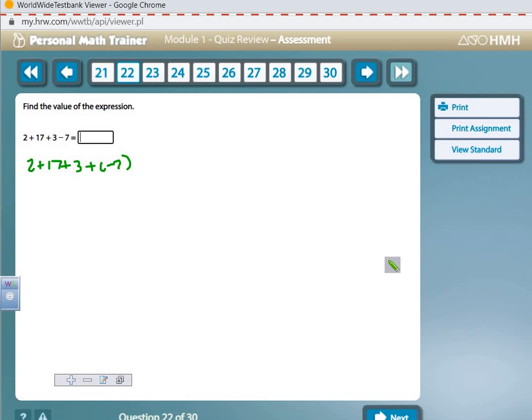And then you can add them in any order you want to, but I like to add all the positives together, which in this case happen to be the first 3. 2 plus 17 is 19. 19 plus 3 is 22. And then I go 22 plus -7. And then I say, what do I have more of? I have more positives. 22, take away 7. Well, that would be 15.